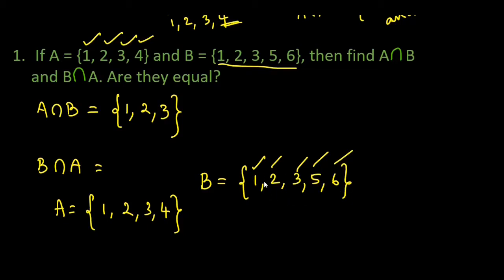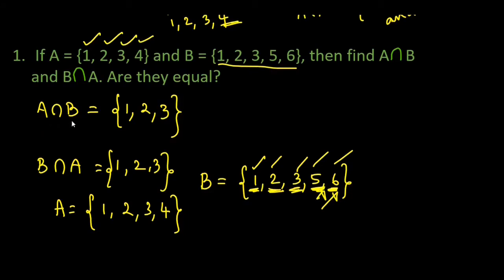Out of this, check whether 1 is in A or not. 1 is in A, so we have to write 1. Then 2, whether 2 is there in A or not. Yes, it is there, so 2. Then 3, yes, 3 is there in A. Now 5, whether 5 is there in A? No. Whether 6 is there in A? No. So this is B intersection A.